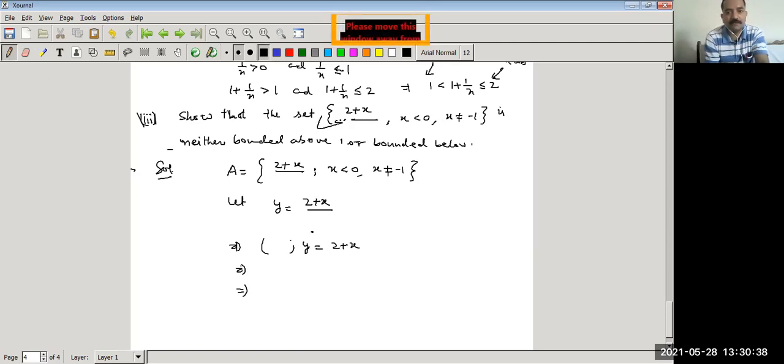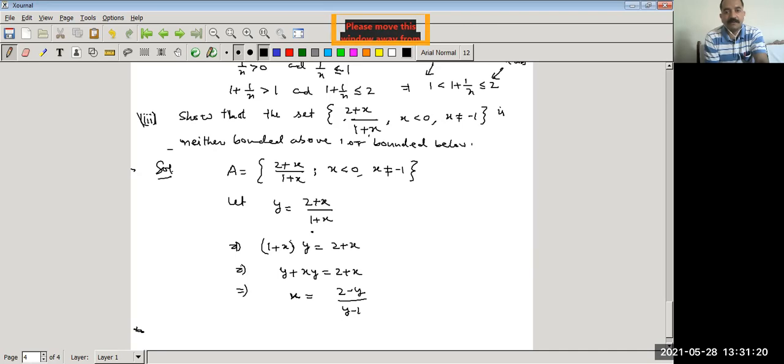It is 1 plus x. 1 plus x here. So it is y plus xy is equal to 2 plus x. So after calculating, we get yx is equal to... x is equal to (2 minus y) upon (y minus 1).